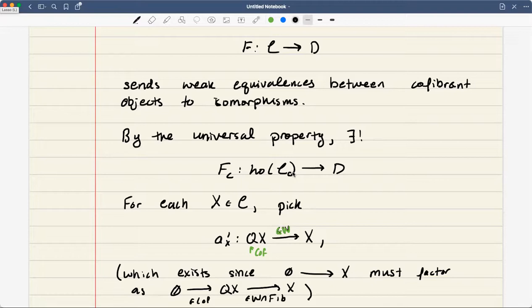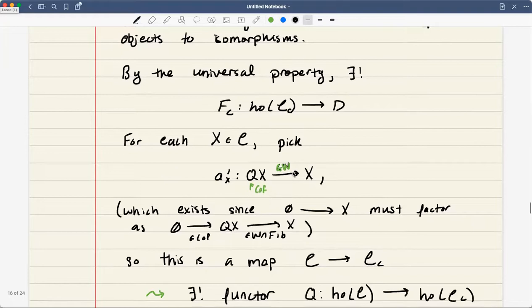cofibrant objects, so acyclic cofibrations between cofibrant objects, which become isomorphisms in the homotopy category, are sent to D. Let's keep reading and we'll see what happens.